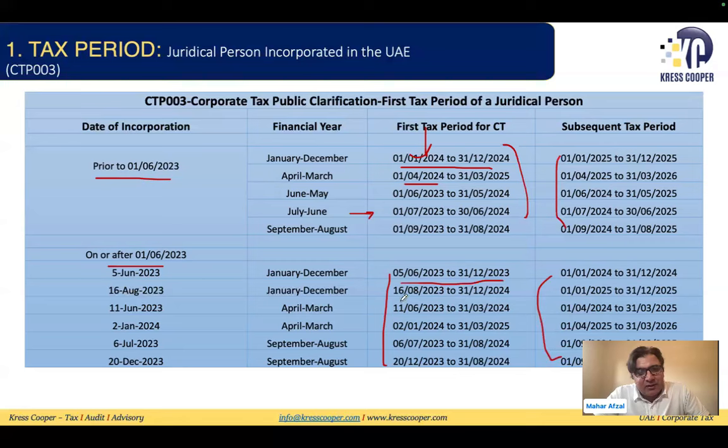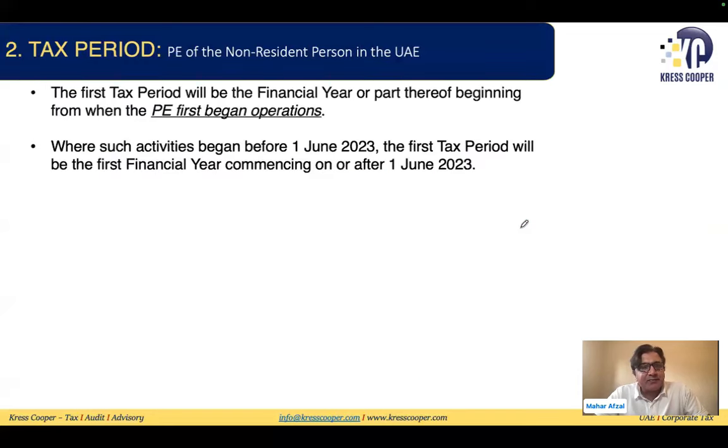This is important: if the company is incorporated on 16th of August 2023, they cannot keep 31st December as their first financial period because the period is less than 12 months. They are taking the financial year for 18 months. So they will be taking it up to 31st December 2024, and the same will be the tax period. So in these cases, tax period can be less than 12 months or more than 12 months. In the rest of the three cases, it will be 12 months in most of the cases. You can go through the examples given in public clarification number 3.